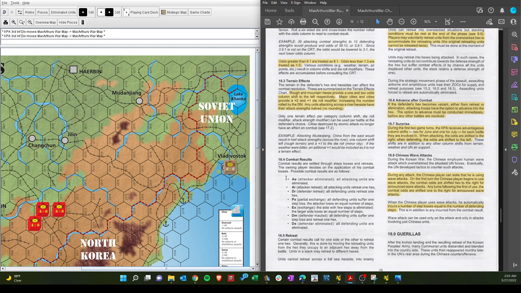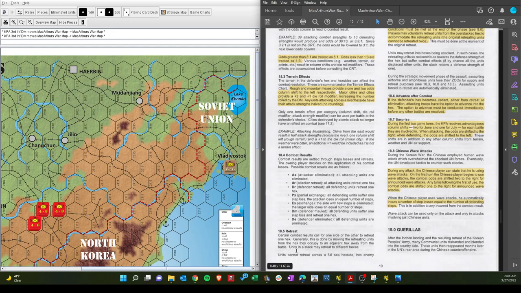Pretty much straightforward. Attacker eliminated. Attacker retreat one hex. Defender retreat one hex. Some kind of unique ones. Partial exchange: all defending units suffer one step loss. The attacker loses an equal number of steps. Most units here do have a flip side. Okay. And then a standard exchange: the side with fewer steps, we're looking at steps now, is eliminated, and the other side has to match. Defender mauled: all defending units suffer one step loss and retreat one hex. It's a little bit short of a full DE, standard DE.